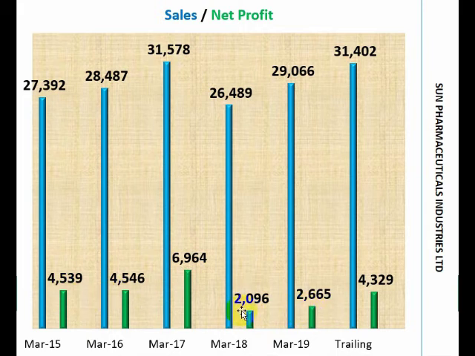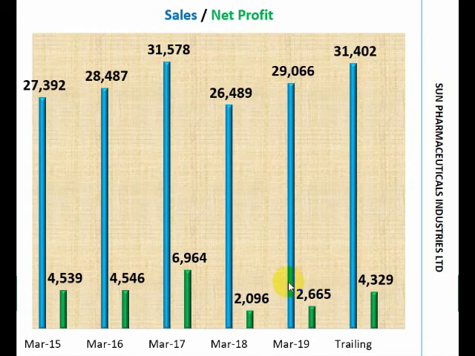15, almost a 50% drop in March 18, and in the recent 12 months it has managed to come back to 4,329 crores of net profit, which is a good sign, but it has still not managed to exceed the March 15 value. Again, it would be a red flag if there is inconsistency in the net profit figure over the years. We see a kind of inconsistency, so we are not able to basically make an informed decision if there is no trend or no specific visibility of the net profit.